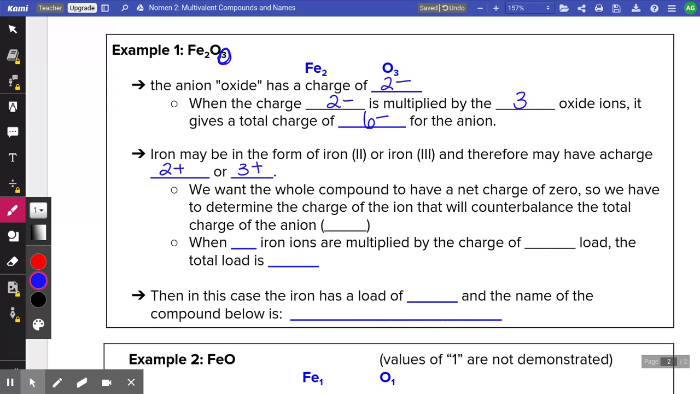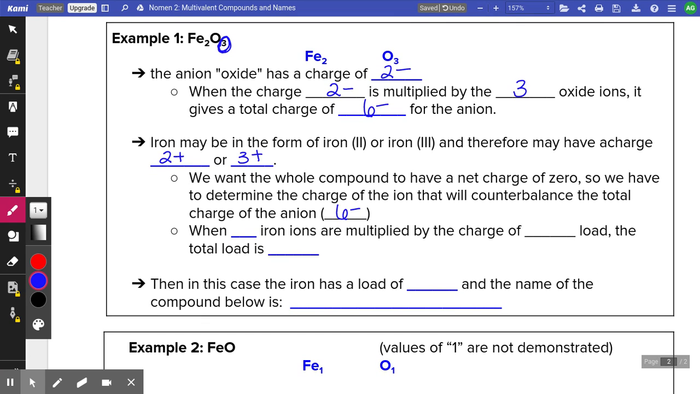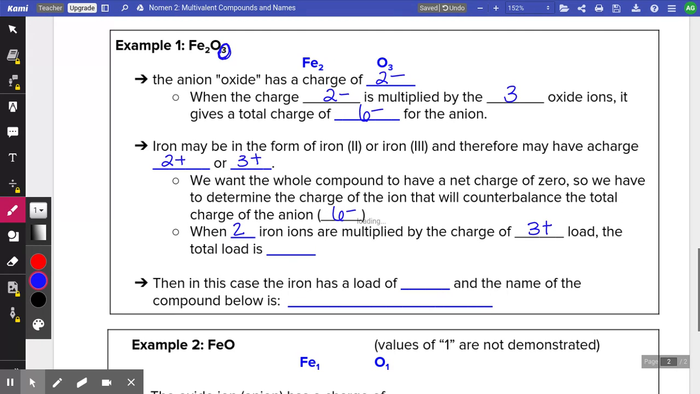So we want to make sure that the entire compound has a net charge of 0. So we have to determine the charge of the ion that will counterbalance the total charge of the anion. And in this case, the total charge of the anion is 6 minus. So when 2 iron ions are multiplied by the charge of 3 plus, and you might have to do a little bit of trial and error here, but we know that if we multiply 2 by 3, we're going to get a charge of 6 plus.